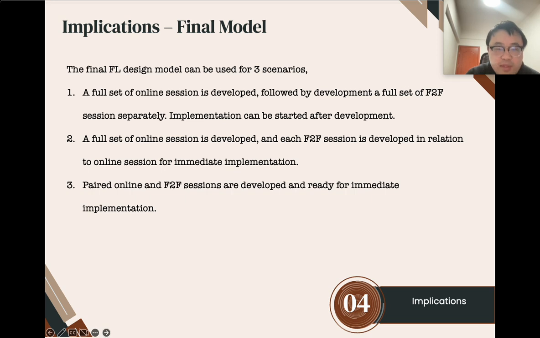It can also be used in the second scenario where a full online set of instructions is first developed, and the face-to-face session is then developed in relation to the online session. Then it is being ready for immediate implementation. The third scenario will be the most ideal case where there are already paired online and face-to-face sessions that are already developed in relation to each other, and they are ready for implementation.